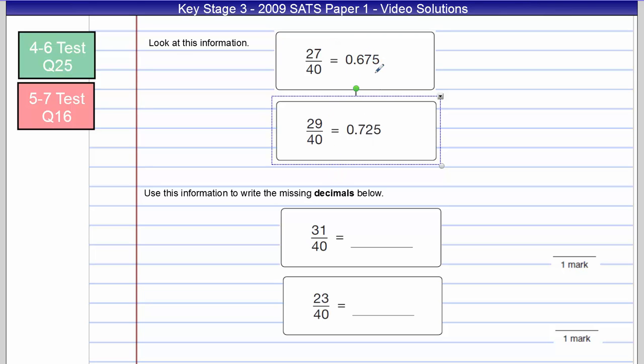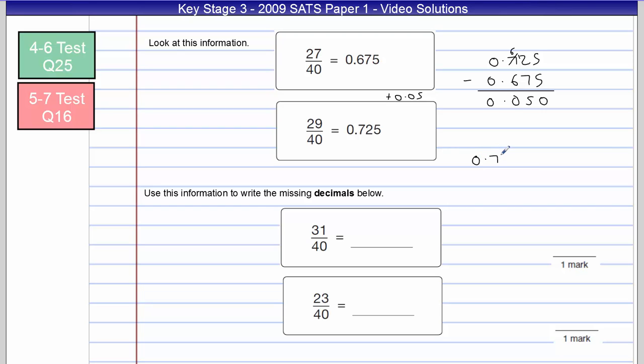And if we look at the difference between this and this, which we could work out using a column sum, 5 take 5 is 0. We need to borrow 1 from the 7. 12 take 7 is 5. 6 take 6 is 0. We get 0.05.